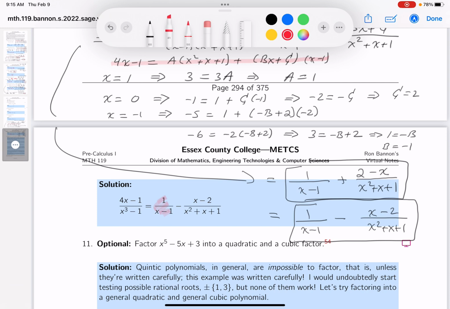Clearly, I see this. And what else do I see? I see a minus, x minus 2. I see that, and I see this. The other answer is equivalent, though. Thank you.